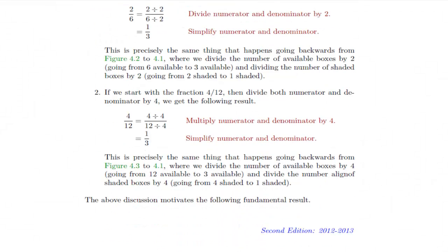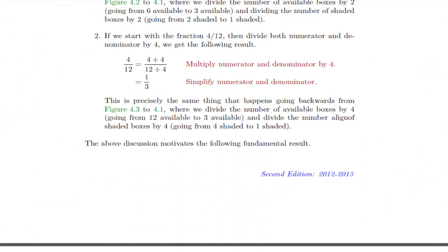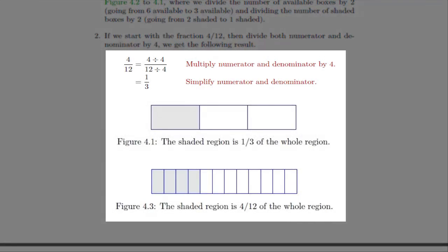If we start with the fraction 4 over 12, then divide both numerator and denominator by 4, we get the following result. In the numerator, 4 divided by 4 is 1, and in the denominator, 12 divided by 4 is 3, so the result is 1 over 3. This is precisely the same thing that happens going backwards from Figure 4.3 to 4.1.